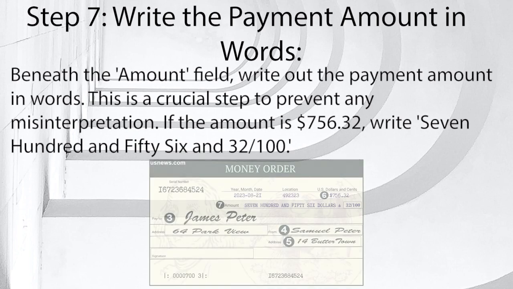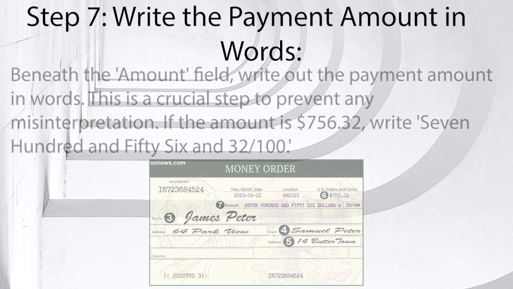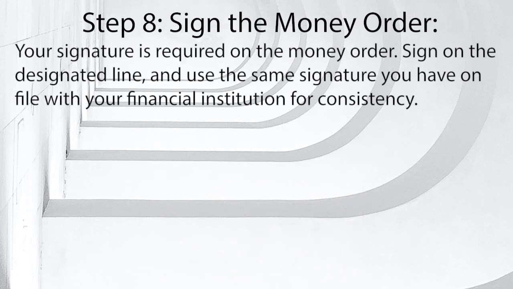Step 7. Write the payment amount in words. Beneath the amount field, write out the payment amount in words. This is a crucial step to prevent any misinterpretation. If the amount is $756.32, write $756.32/100.